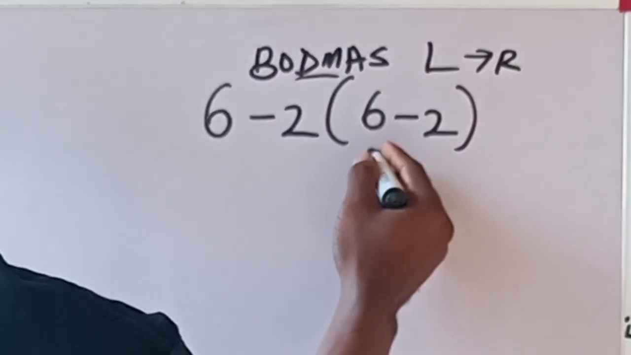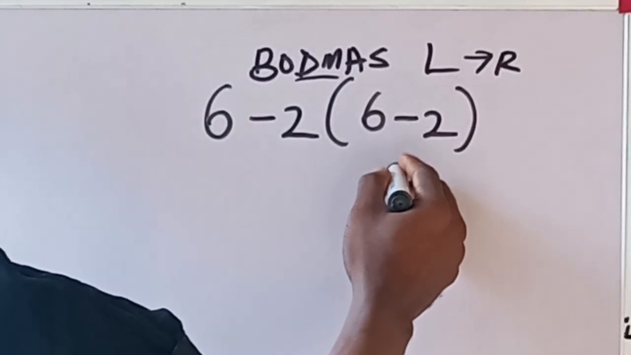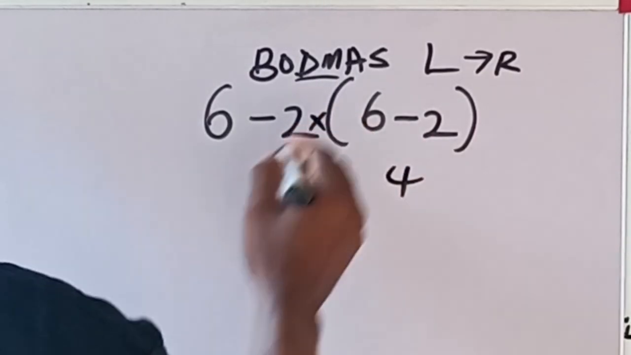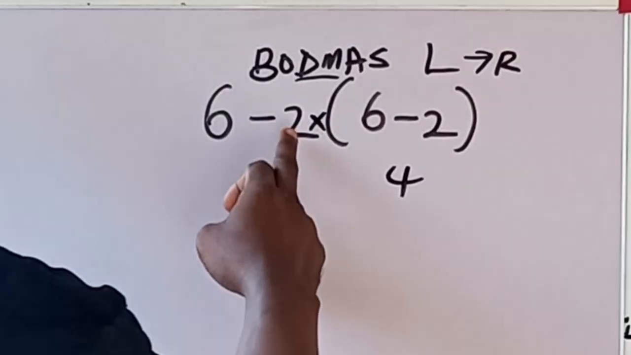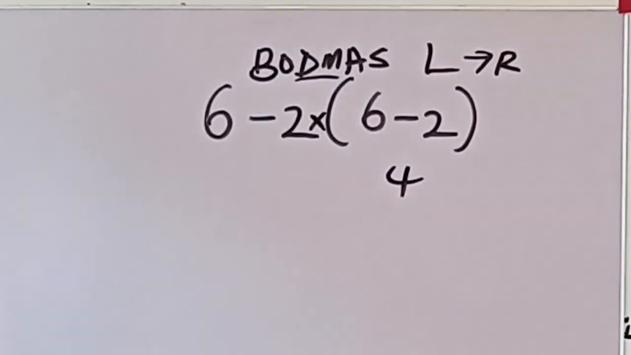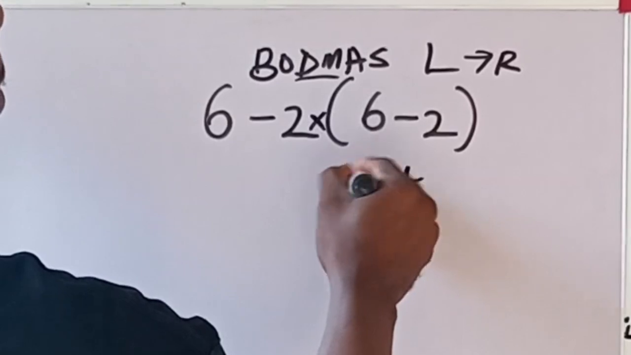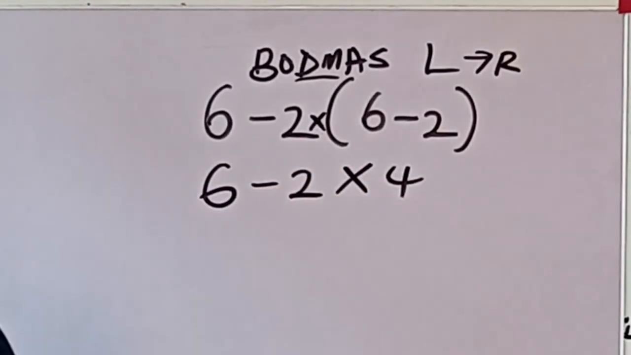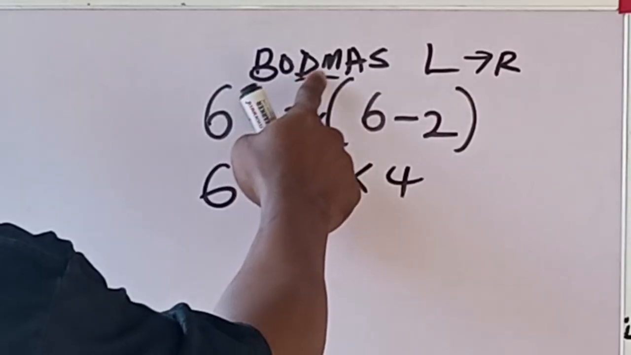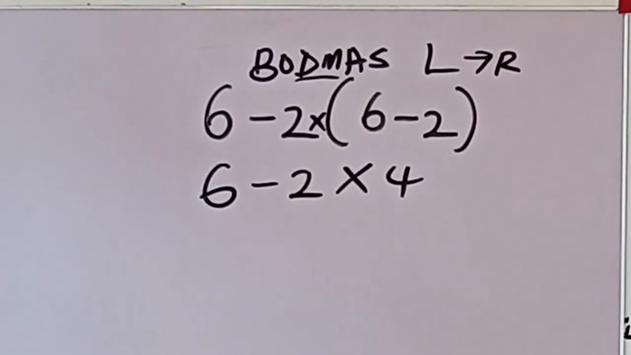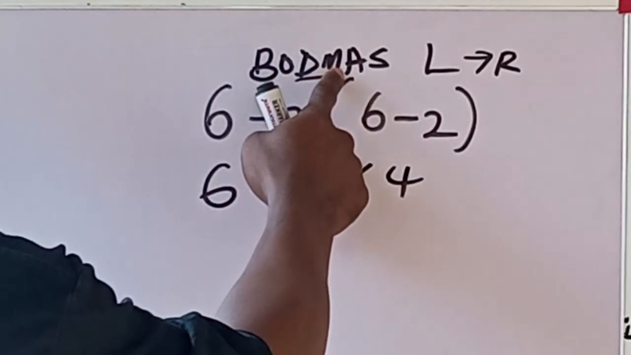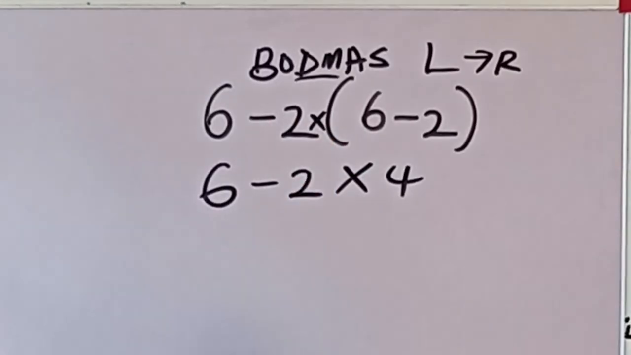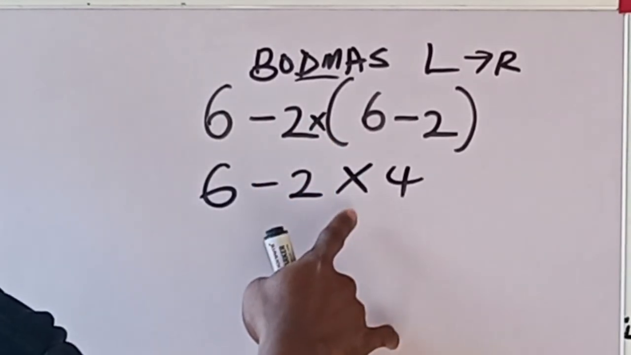So 6 minus 2 will give us 4. Remember, there's a multiplication sign here because if a number is close to this parenthesis, it means multiplication. So we put our multiplication sign here. Now we have multiplication and what? Division.